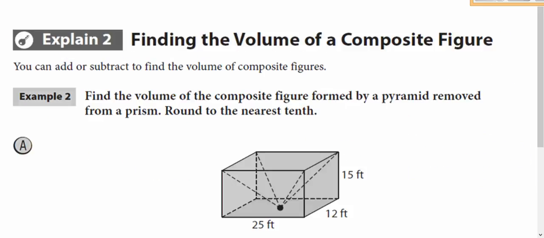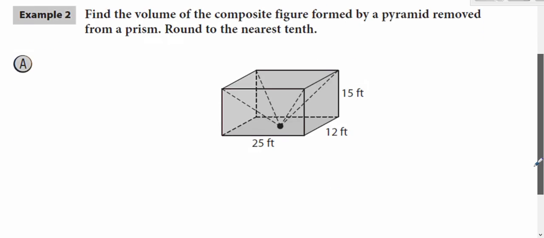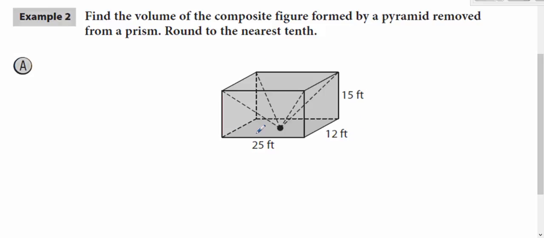You can also find volume of composite figures. In this case, we've got a box with a pyramid removed from it, a prism with a pyramid removed. So if you find the volume of the prism, that'd be 25 times 12 times 15. 4,500.